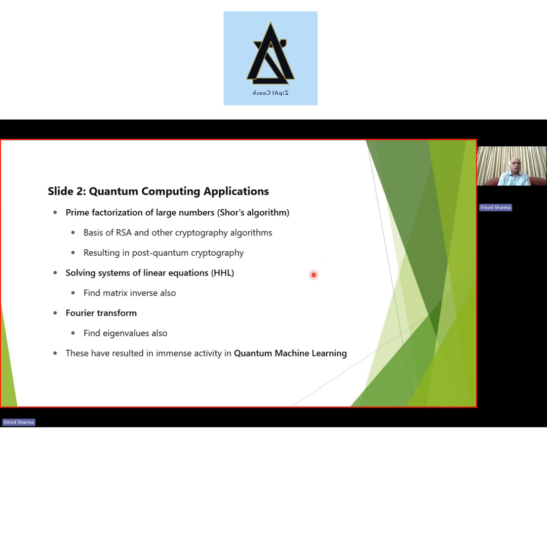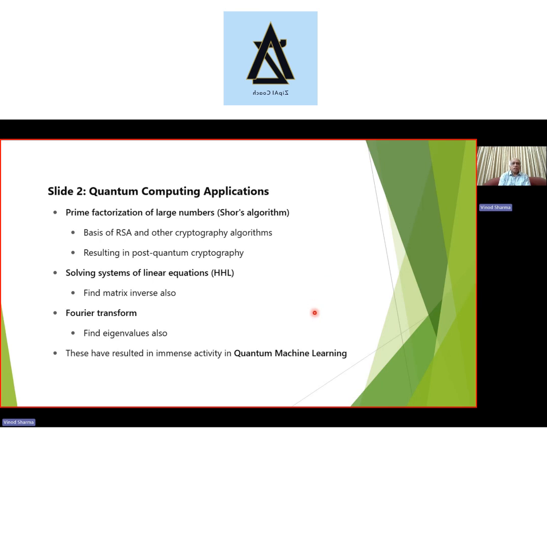Now, after that, there is another very important algorithm that is solving systems of linear equations that we do on an everyday basis in regular computers as well. So in around 2010, an algorithm by 3 people with names HHL provided a quantum algorithm which also gives a quantum speed up for solving linear equations. And in fact, that algorithm can be used to get the matrix inverse and so on also.